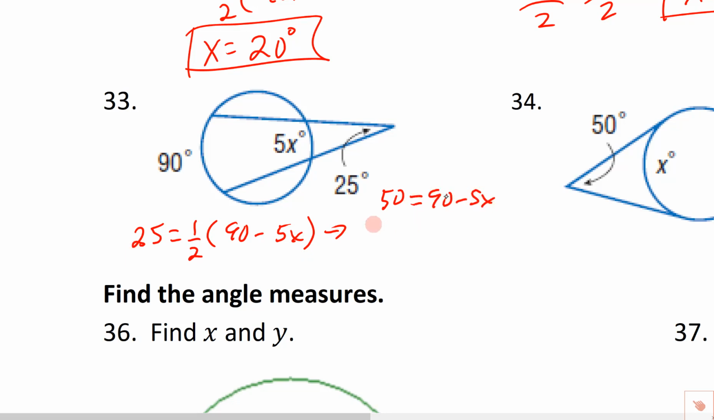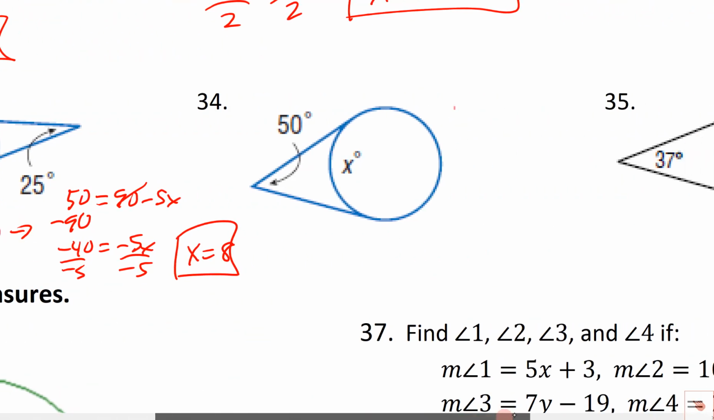We subtract the 90 from both sides, so that gives us negative 40 equals negative 5x. And again, we're looking for these negatives to cancel off, which they do, so we end up with x equals 8. Okay, and we'll take a look at the next few.